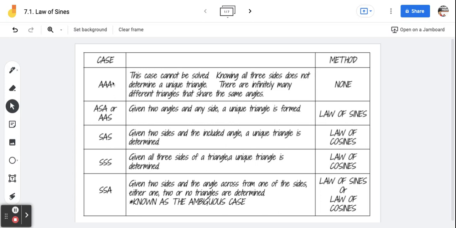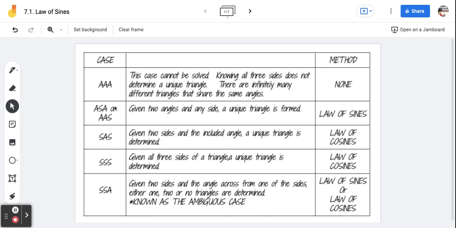And when you know all three angles of one triangle, this says this case cannot be solved. So knowing all three sides does not determine a unique triangle. I think it should say all three angles. It's a typo. Knowing all three angles does not. So there are many different triangles that can have the same size angles. That's why you can't use that method to prove congruency, because you can have two triangles have exactly the same angles, but are not anywhere near congruent. It does, however, give you similarity. So if they have the same size angles, they will be similar triangles, just not congruent.